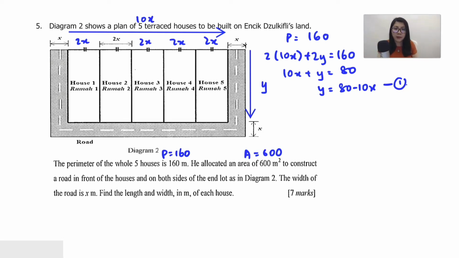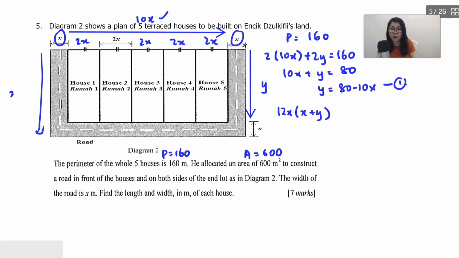The big rectangle will have length 12x, because 10x plus x plus x. So it will be 12x times x plus y, because this whole thing is x plus y. Then minus the area of the inside. 10x times y will be 10xy, and it equals 600.